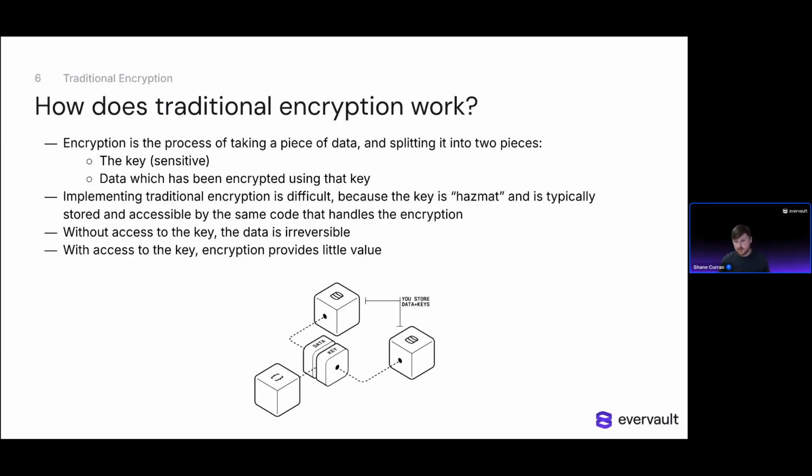So you're effectively just splitting the responsibility for the security of that data into 2 pieces. In a lot of cases, most companies that are implementing encryption themselves are probably storing the data and keys in the same place. And you end up in a situation where the encryption itself is pretty useless, because once you have the encrypted data, once you have the key, you effectively have the original plain text data as well.